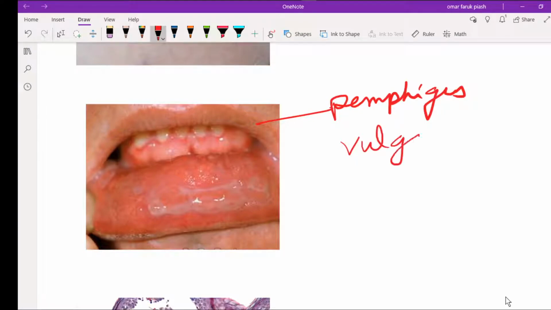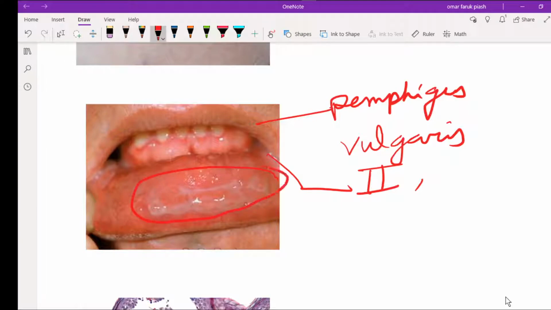In pemphigus vulgaris, there is autoantibody production. There is production of IgG antibody against desmoglein. It's a type 2 hypersensitivity. This is the picture of pemphigus vulgaris where there is involvement of the oral mucosa.